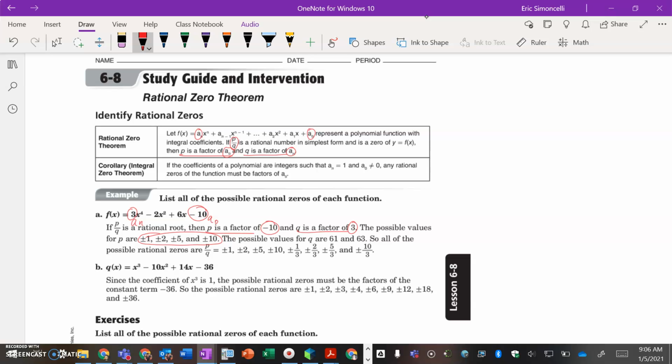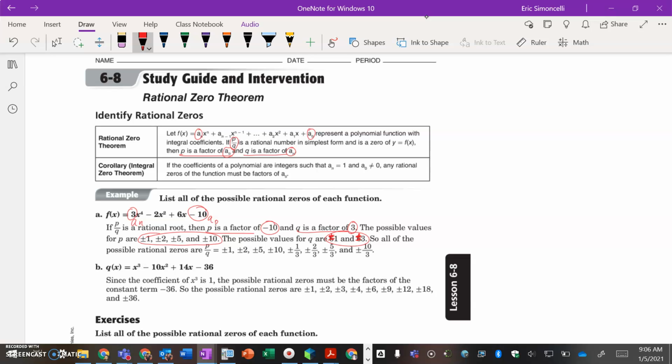The same holds true with 3, and I believe this is a typo. Actually, this should be a plus or minus here, and a plus or minus there. Okay, so we have plus or minus 1 and plus or minus 3 as the possible factors for the constant and the coefficients. Excuse me. The constant term is negative 10. The coefficient is 3. So plus or minus 1, plus or minus 3.